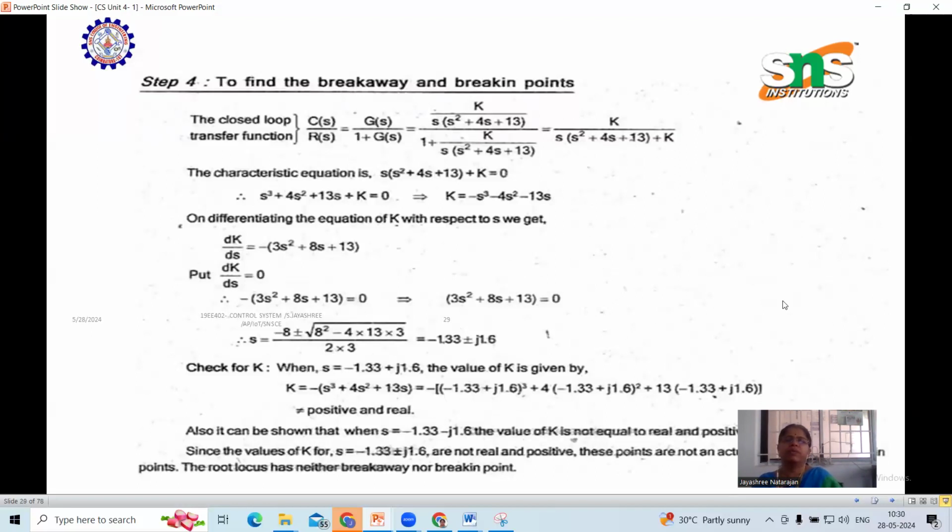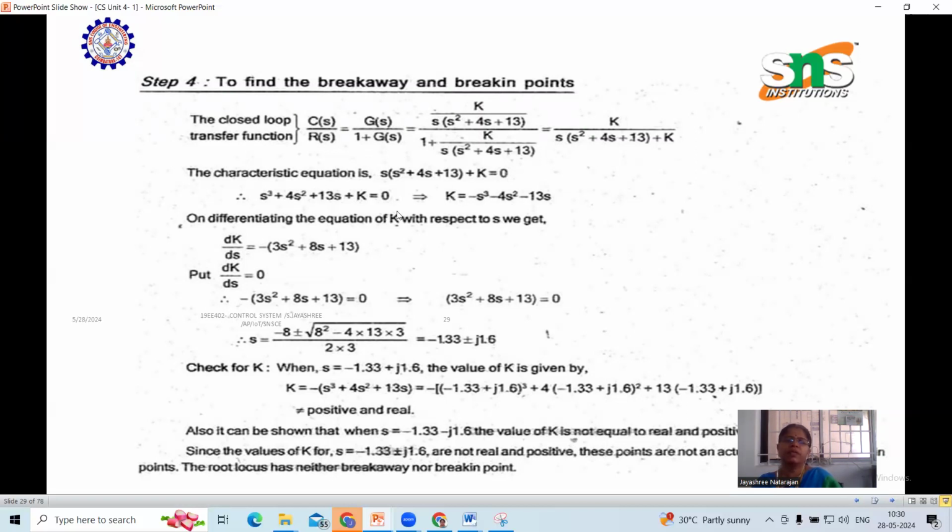Then step 4 is to find the breakaway and break-in points. For that, for the closed-loop transfer function, we determine 1 plus G(s). It is a unity feedback system. So we get s into s squared plus 4s plus 13, plus k. Now we equate this characteristic equation to 0. In that case, k equals minus s cubed minus 4s squared minus 13s.